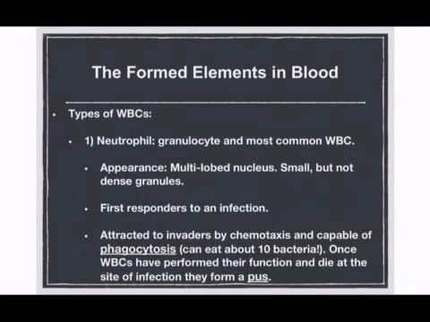They're attracted to invaders by chemotaxis, and they're capable of a process called phagocytosis, which literally means cell eating. So they're basically going to eat foreign cells. Each neutrophil is large enough to eat 10 bacteria before dying. Once the white blood cells have performed this function and eaten the invaders, they will die at the site of infection and will form pus.